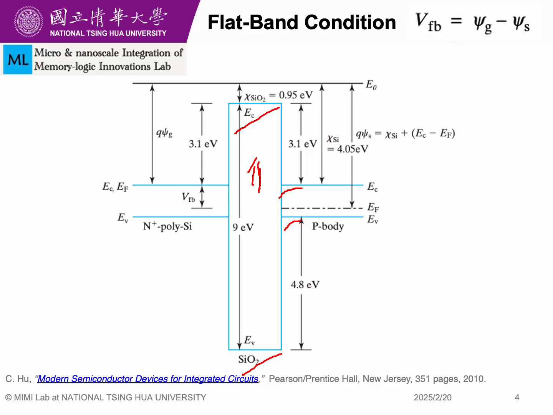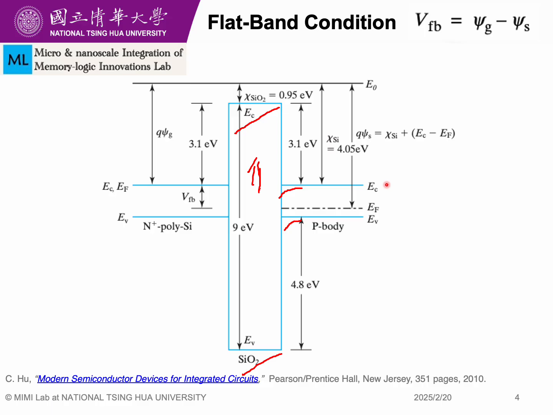And there are a few terms that we would like to learn here. You also have to understand that as this band is in the flat band condition, the electric field at the surface here is zero. There is no voltage drop here. Also, the electric field across the oxide is zero. That's why the band is flat. If there is some voltage drop or electric field across there, the band won't be flat.